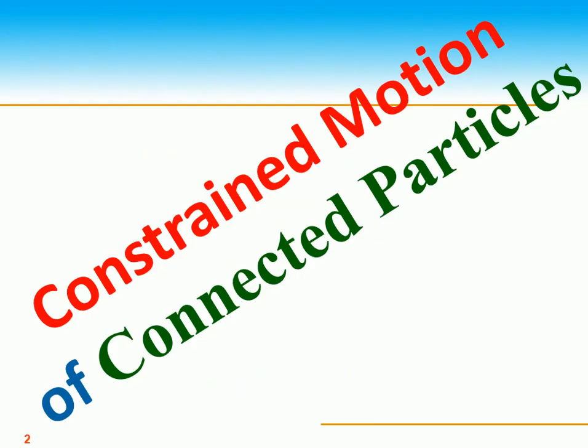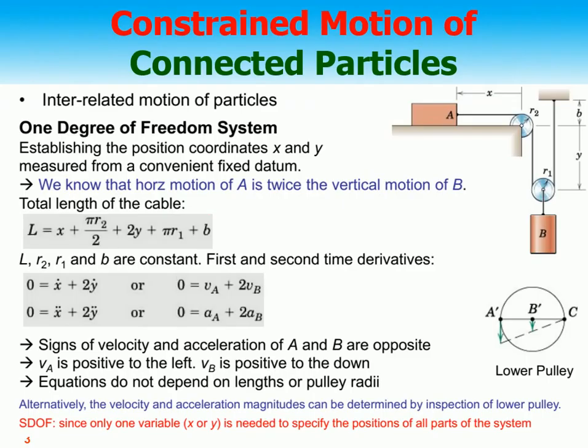Constraint motion means the motion of connecting particles, meaning the bodies are connected with each other by some rope or chain, and their motion is restricted due to the construction or the working. If you see here, the body A is sliding on this horizontal surface and body B is hanging vertically. Of course, this pulley moves from this point to this point, right?